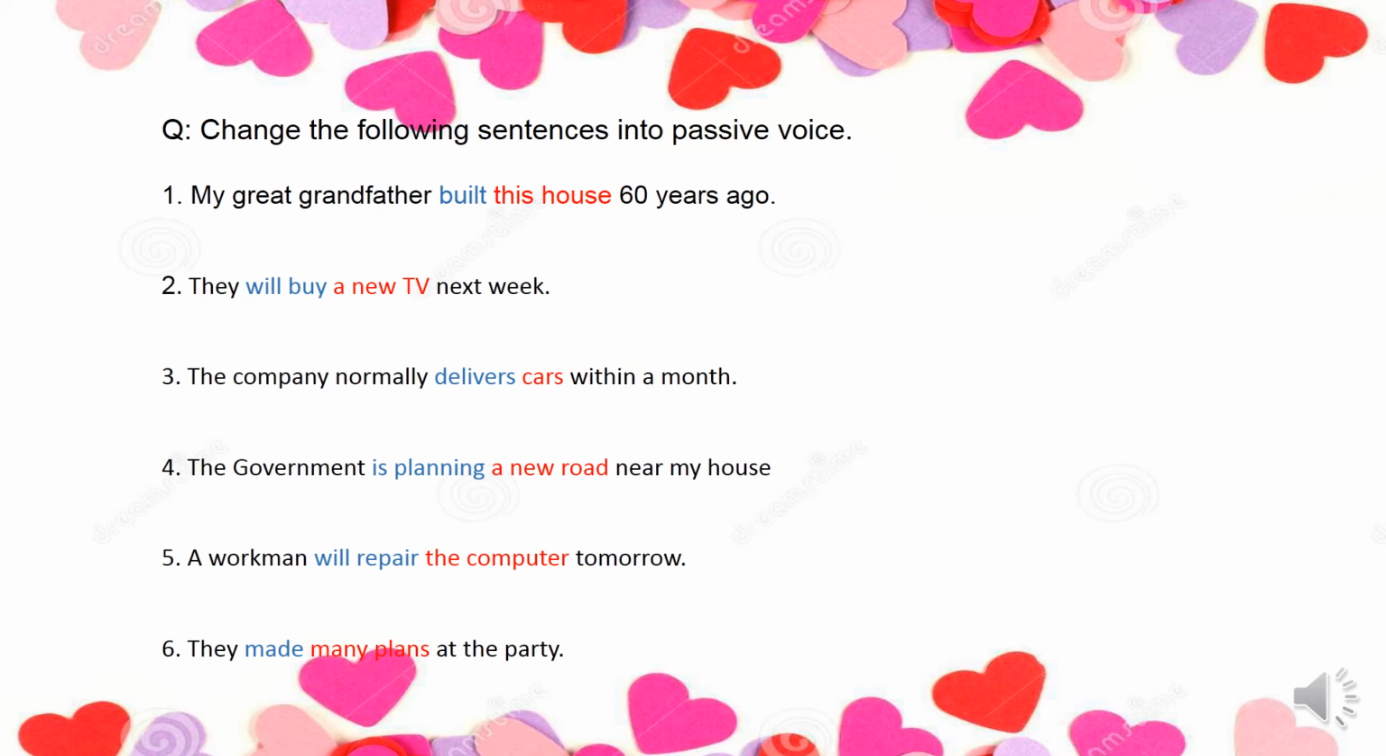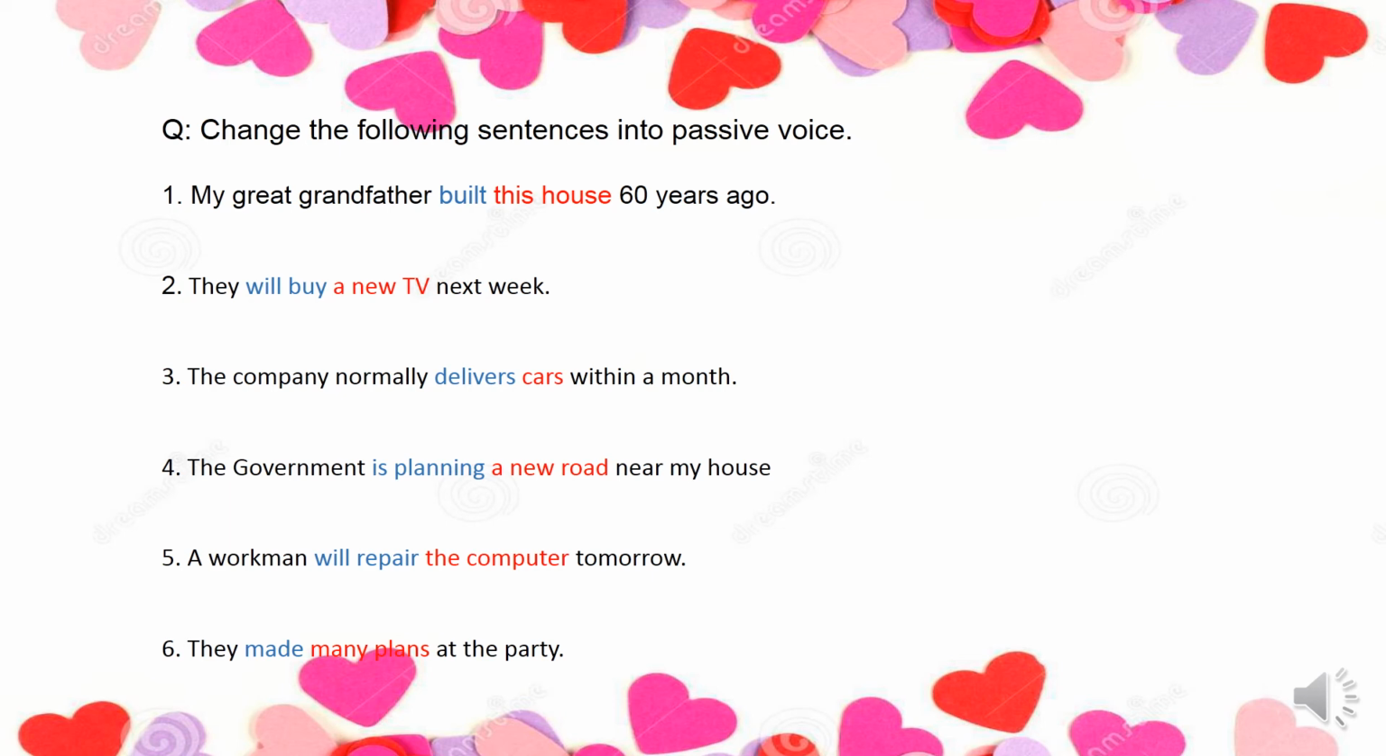My great grandfather built this house 60 years ago. First of all, you should identify the object, then you look at the verb, then you add the complement. You can add by, as I said, if the subject for the active voice is known to you. Now, here you have two colors. The blue one is telling you that this is the verb. The red one is telling you that this is the object. Now, you should start with what? This house, because it is the object. Then you look at the verb and see what is the kind.